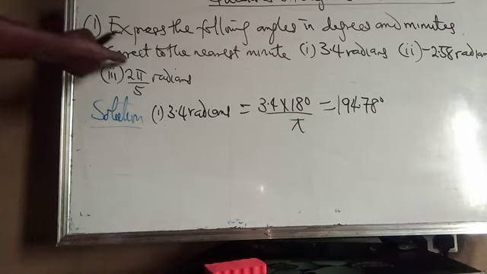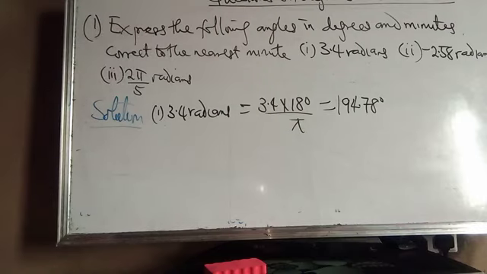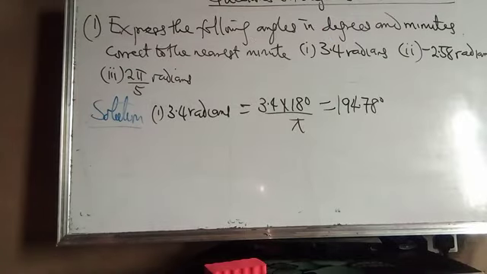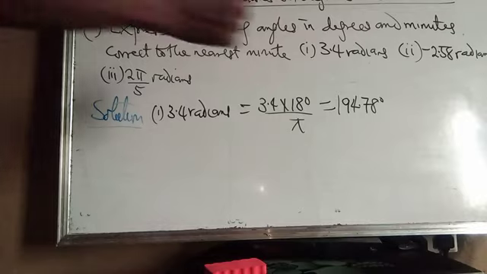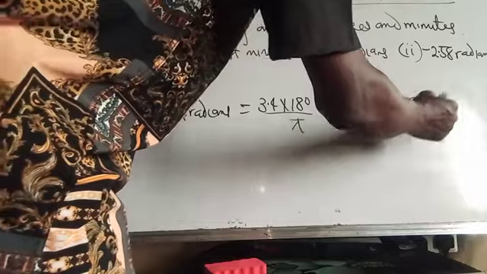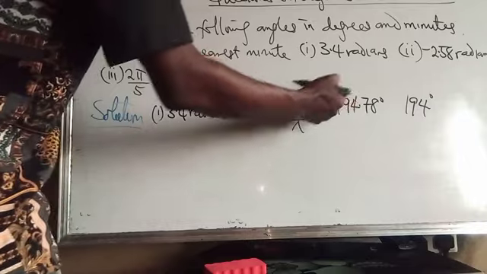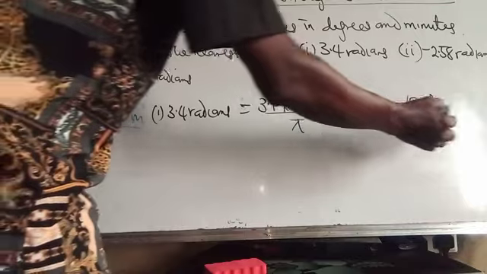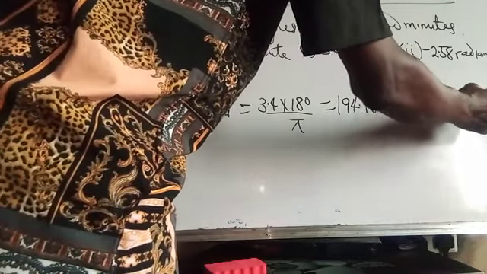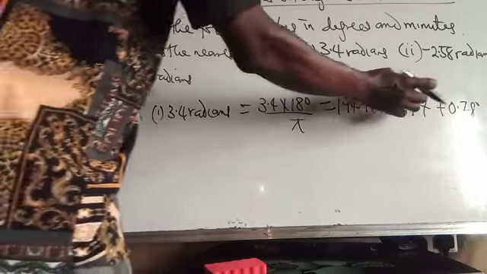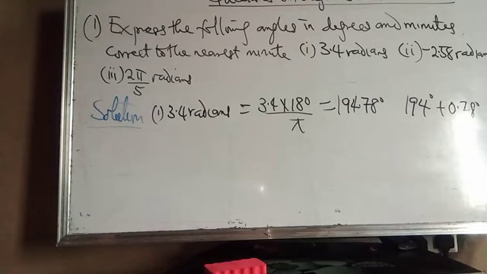But don't forget that the question says we should correct to the nearest minute. That means the decimal part of this degree must be converted to the nearest minute. So first of all you take the whole number, the whole part is 194 degrees. If you take 194 degrees, you'll be left with 0.78 degree. You understand? The whole number part is 194. The remaining decimal part is 0.78.